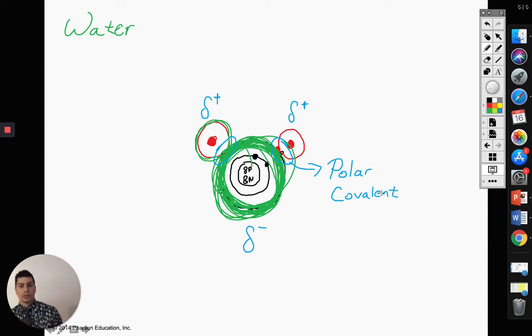All right. That is water, okay? Water is always going to be polar covalent. We also call water a polar molecule. The other example that's a main one, guys, is methane. And methane has a chemical formula of CH4.